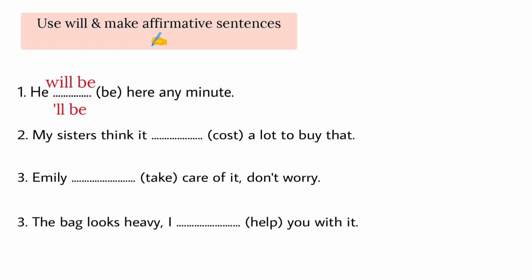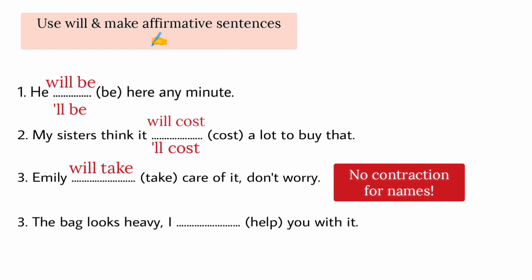My sisters think it will cost a lot. My sisters are they, so they think it will cost a lot, or it'll cost a lot. Emily will take care of it. Don't worry. Emily is a name here. For names, we cannot contract anything. So, for example, we can't say Emily'll take care of it. We say Emily will take care of it. We only use contraction for pronouns.